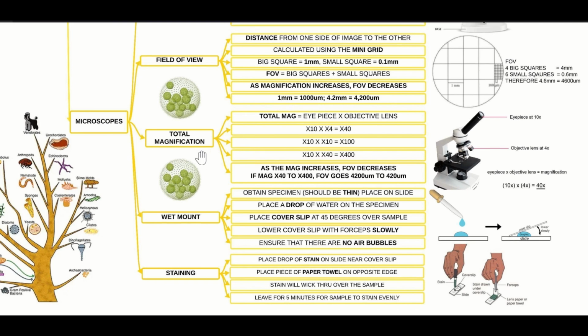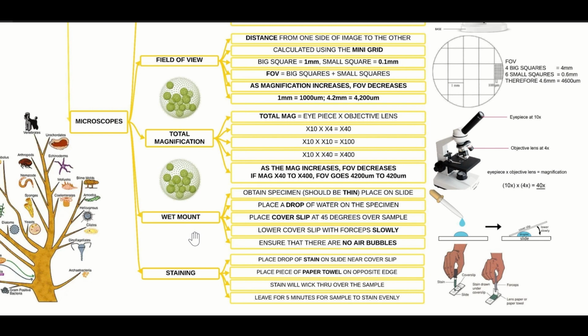Next, we have total magnification. The total magnification is the eyepiece lens times the objective lens, and we can end up with times 40, times 100, or times 400. And as a general rule, as the magnification increases, the field of view decreases. So if I change the magnification by a factor of 10 from times 40 to times 400, the field of view will go down by a factor of 10 from 4,200 micrometers to 420 micrometers.